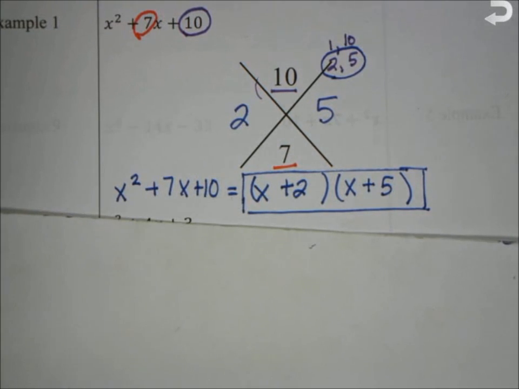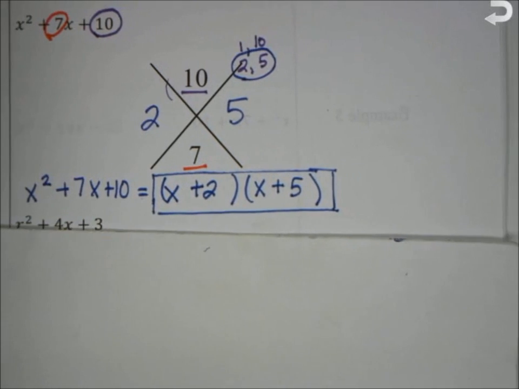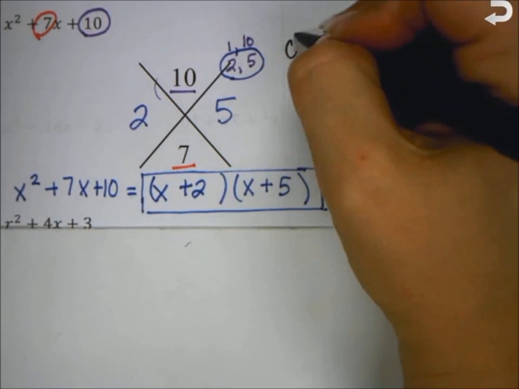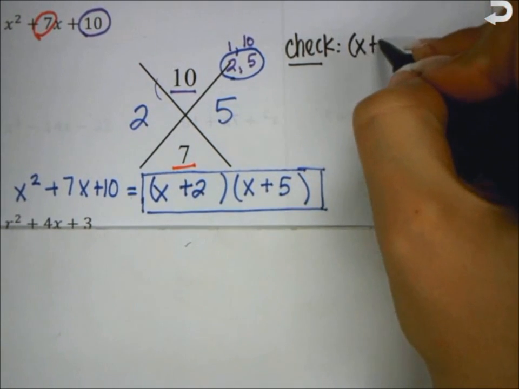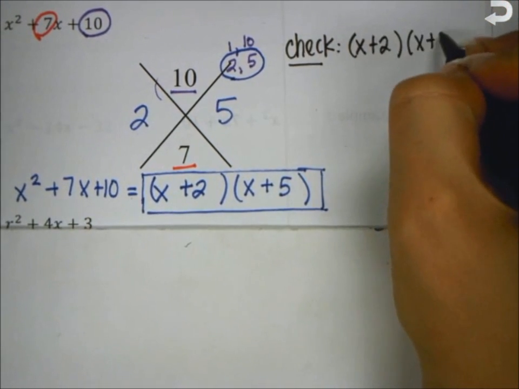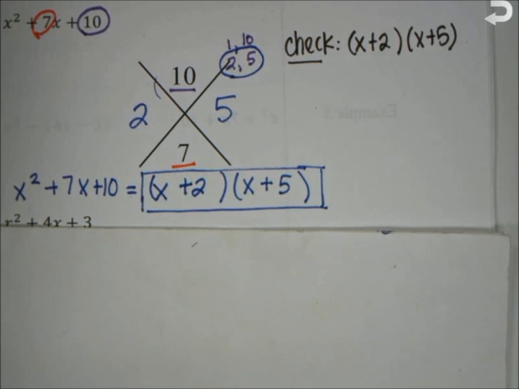X plus 2 times x plus 5. On these types of problems, ladies and gentlemen, I want you to always check. If you take a test or a quiz and you do not check by foiling or using the box, I'm not even going to grade the question. I want you to check. So let's foil it out.